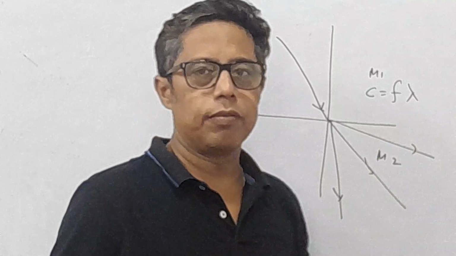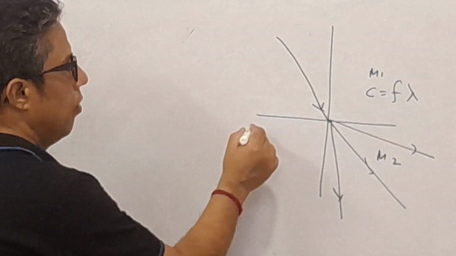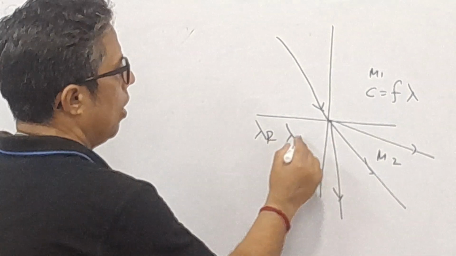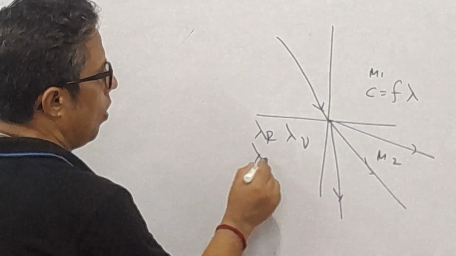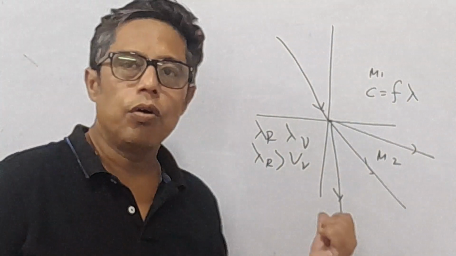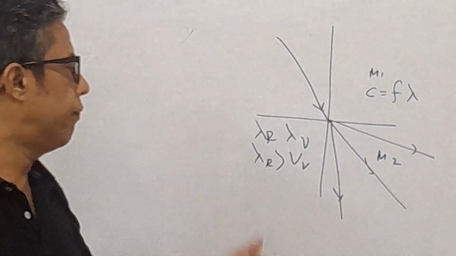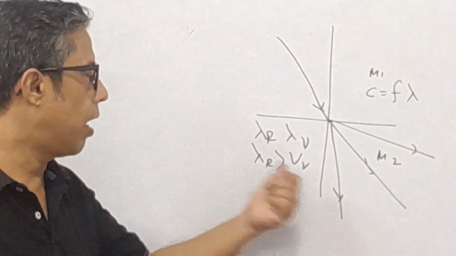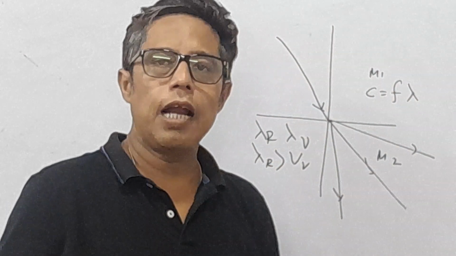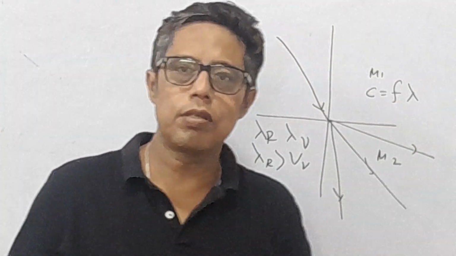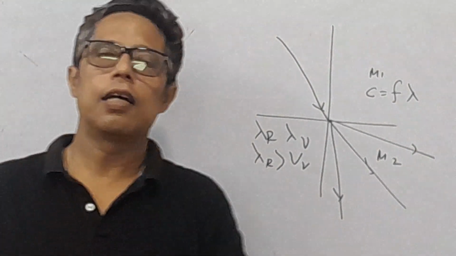And also the wavelength. As you know, the wavelength of red and the wavelength of violet: lambda of red is greater than lambda of violet. So the refraction will be different for red and violet light. Different light is represented by different wavelength, and different wavelength will cause a different refracted angle.